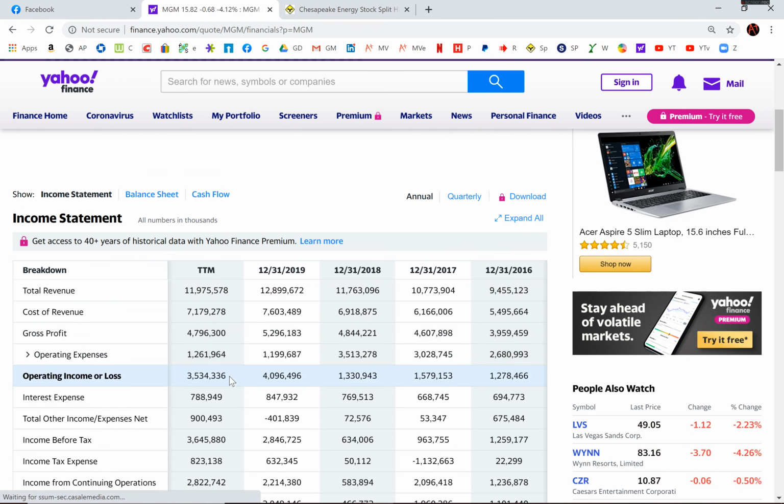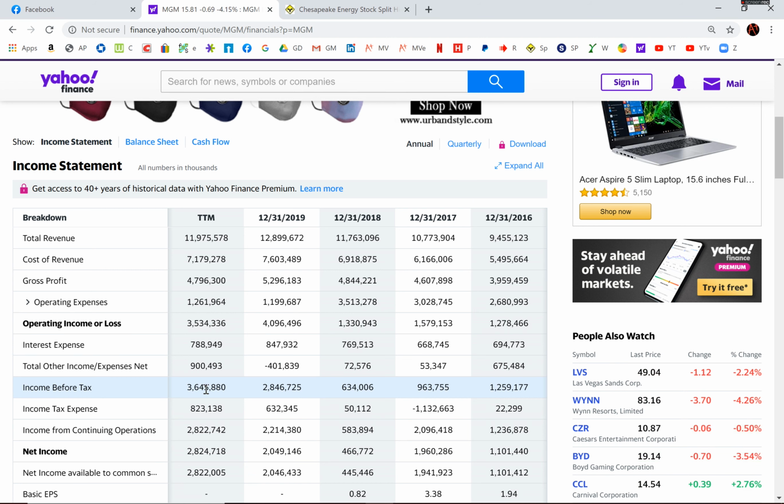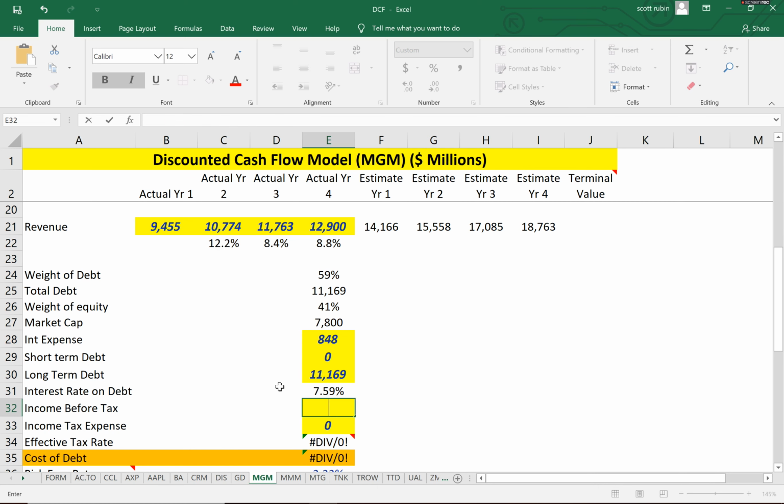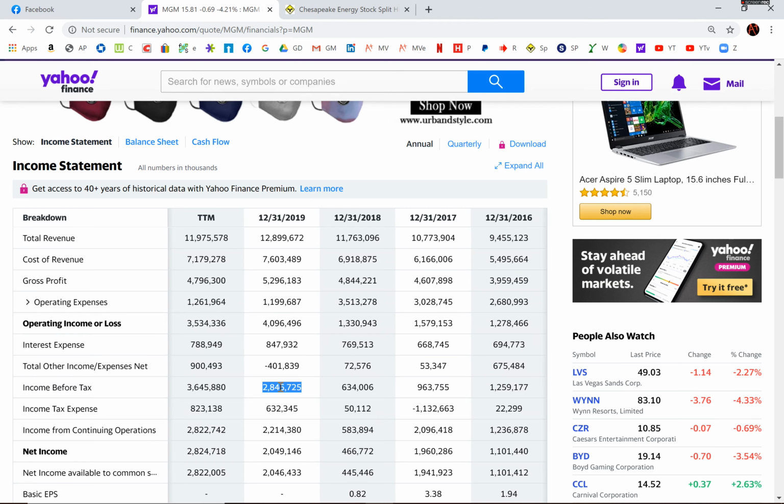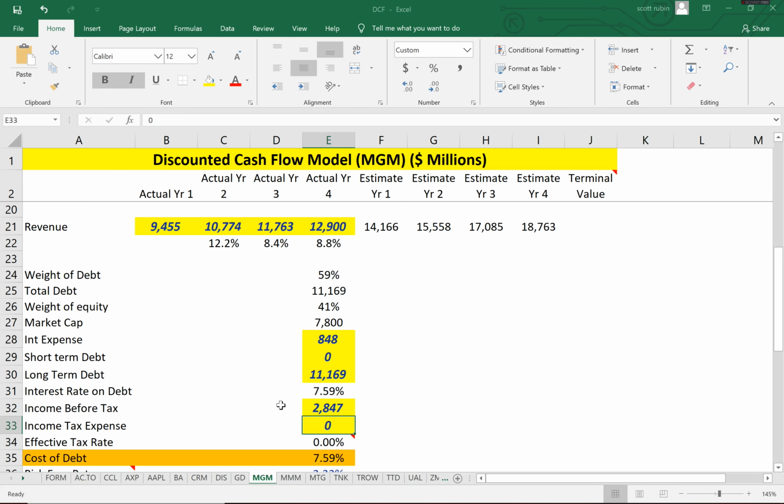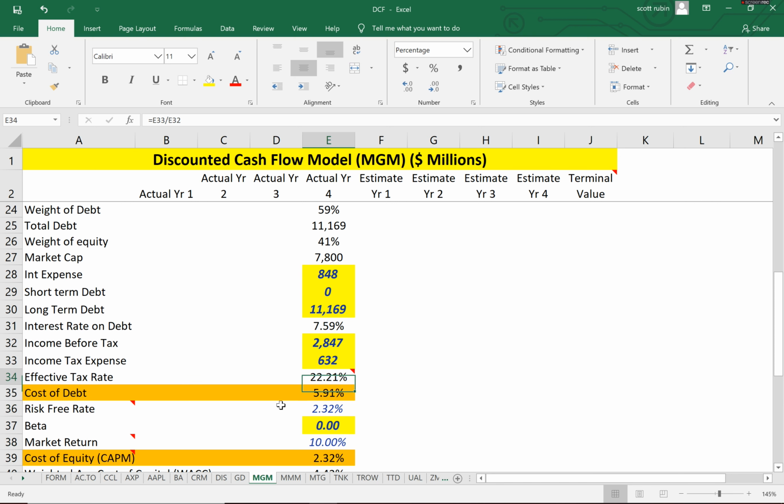And now let's see the effective tax rate. So we need income before tax, and then income tax. So 22%, that looks right. So even though they pay 7.59% on their debt, you have to discount it for the taxes. So it actually costs them 5.91% for the debt.